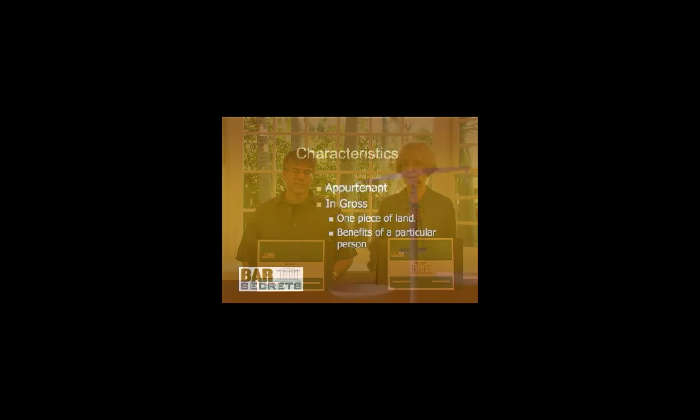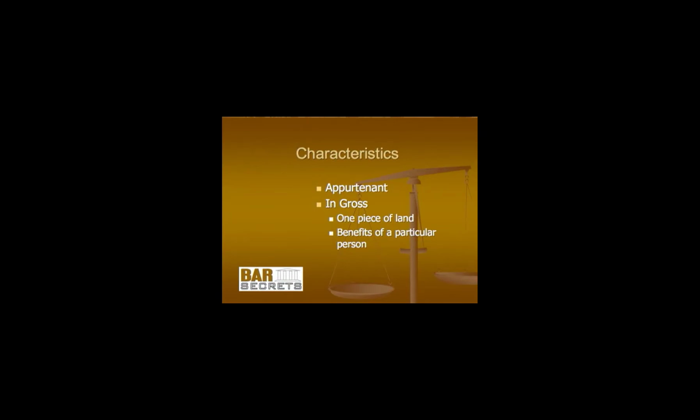What if there's only 1 piece of land and this right to use benefits a particular person? For example, the telephone company or the electric company. Now we have an easement in gross. So here's another set of terminology you can define. When you get your fact pattern, look at whether you have an easement appertenant or an easement in gross, and explain that to the reader and show the depth of your understanding.